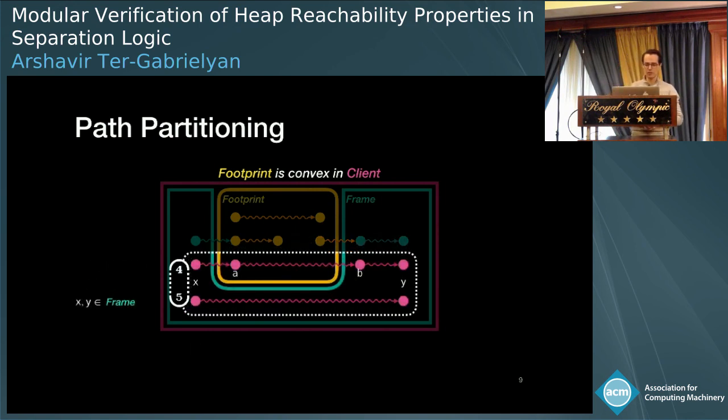The final possibility is if our client local path starts and ends in the frame, and this is a bit more subtle. So in the paper, we identified that it's actually important in certain subtle cases to be able to distinguish whether a path of this kind goes entirely through the frame or whether it enters and exits the footprint once. But the idea of relative convexity is again crucial here, and it allows us to reduce an unbounded number of cases in the analysis to a finite case analysis. So overall, our technique is mathematically sound and complete, as we explain in the paper.